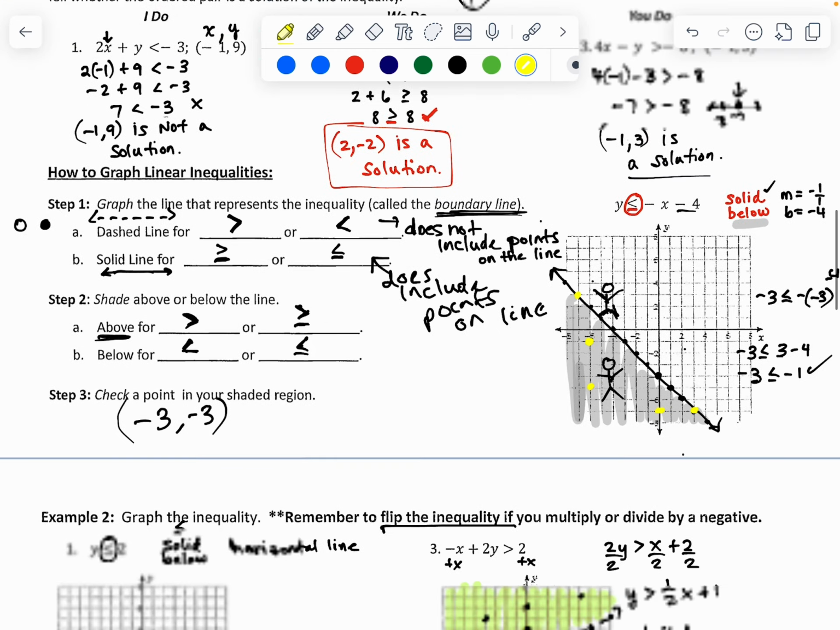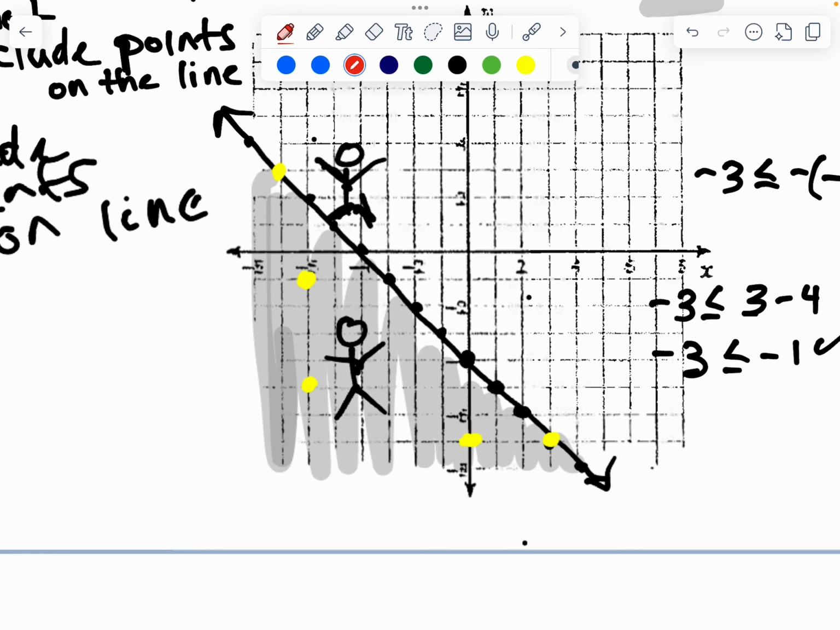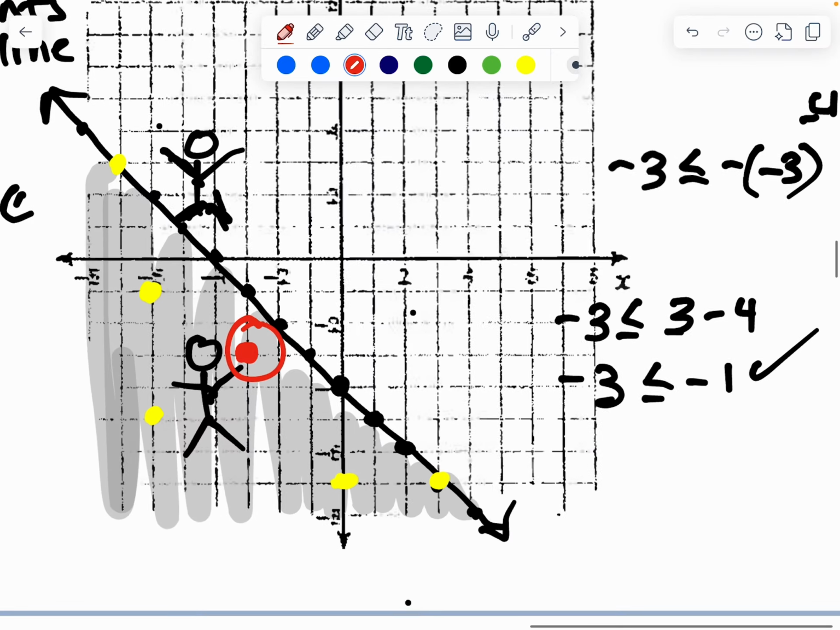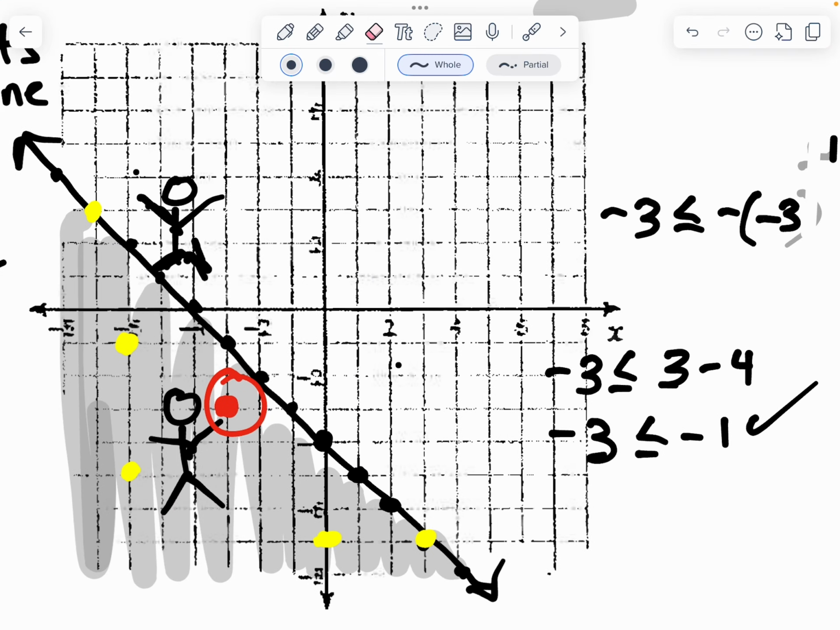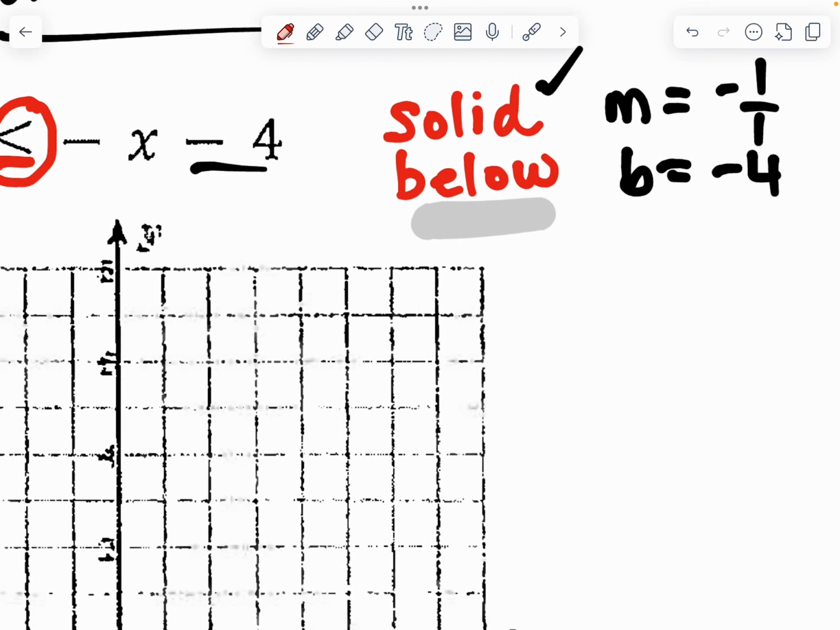So if we pick a point, I picked negative 3, negative 3. So let's find where negative 3, negative 3 is. So here, I picked this point right here. Check to see, is that a solution? It's in the shaded region. It says it should be a solution, but is it really? So we're going to go over here, and we're going to plug it into our equation and check to see if that works.